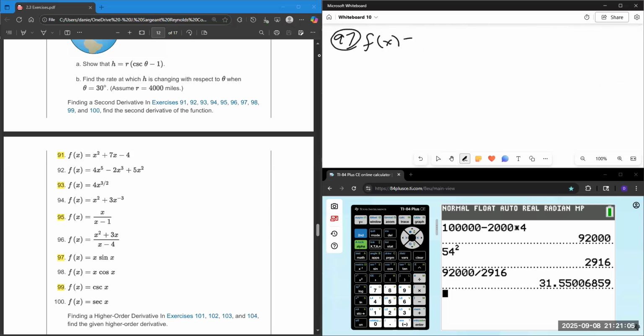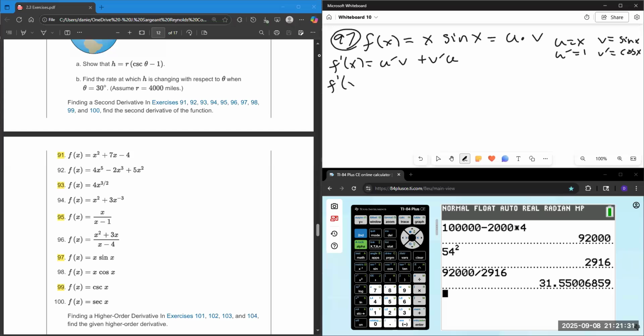f of x is equal to x sine x, which is u times v, with u equal to x and v equal to sine x. u prime is 1 and v prime is cosine of x. f prime of x will be u prime v plus v prime u. So f prime of x is 1 times sine, which is sine, plus x times cosine, which is x cosine of x.